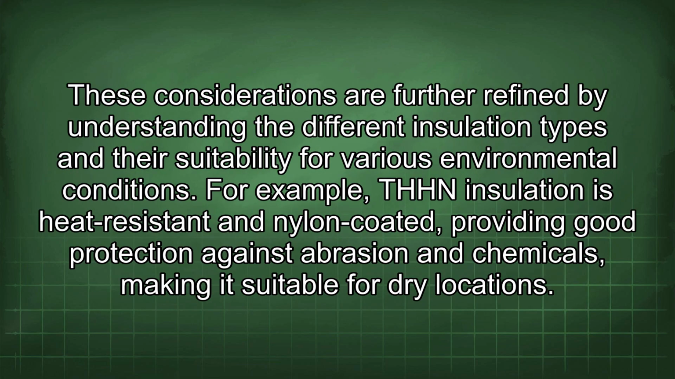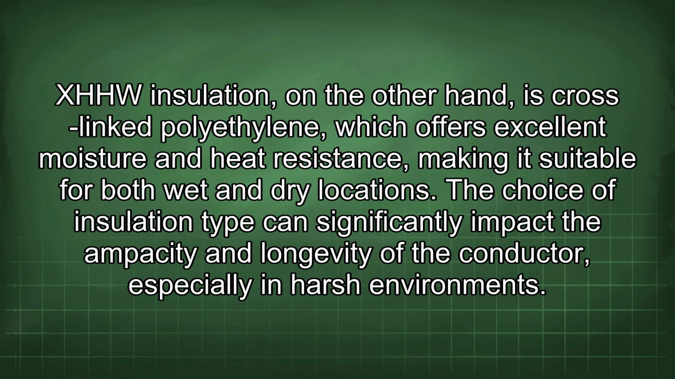These considerations are further refined by understanding the different insulation types and their suitability for various environmental conditions. For example, THHN insulation is heat-resistant and nylon-coated, providing good protection against abrasion and chemicals, making it suitable for dry locations. XHHW insulation, on the other hand, is cross-linked polyethylene, which offers excellent moisture and heat resistance, making it suitable for both wet and dry locations. The choice of insulation type can significantly impact the ampacity and longevity of the conductor, especially in harsh environments.